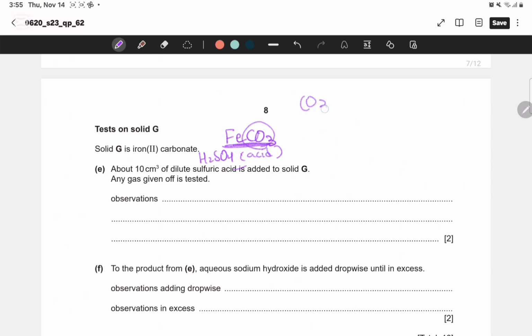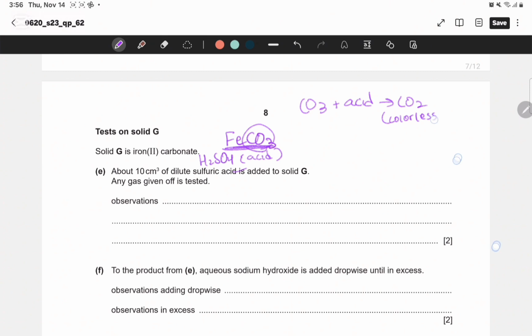We know that when CO3 reacts with an acid, it releases CO2, colorless gas, turns lime water milky. Okay, so you can say it releases a colorless gas or bubbles of gas that turns lime water milky. And because it's 2 marks, you have to say lime water milky and colorless gas or bubbles of gas. Okay?